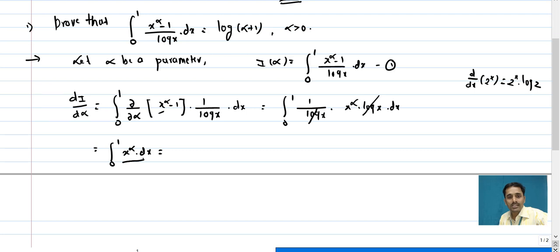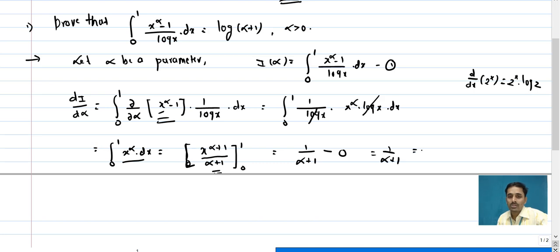Now this integral is very easy with respect to x, therefore the integral can be taken as x raised to alpha plus 1 upon alpha plus 1. See here, now alpha is again a constant. That is the beauty of a parameter. Sometimes it is variable, sometimes it is constant, with the limits 0 and 1. So we have 1 upon alpha plus 1. We are putting x as 1 for the upper limit minus x as 0 for the lower limit, which is 0. So 1 upon alpha plus 1. So this is the value of dI upon d alpha.